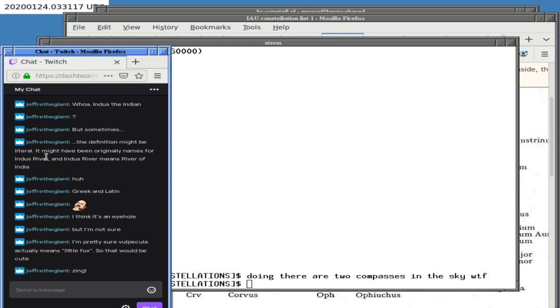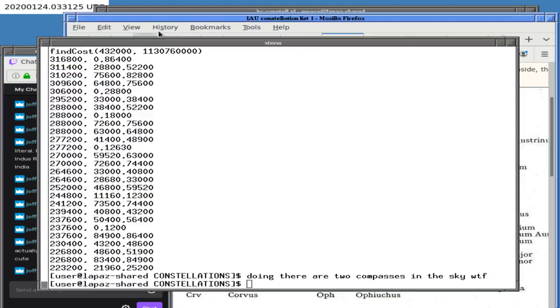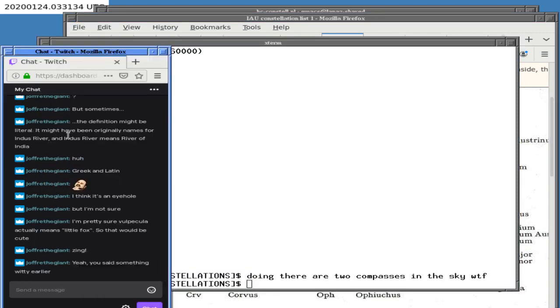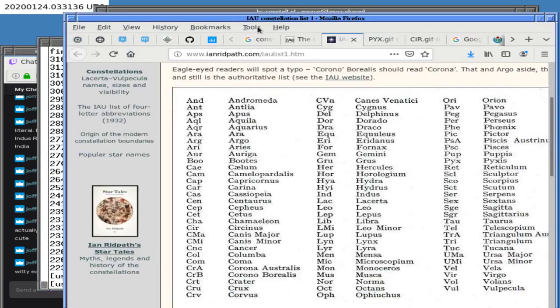Zing? Bazinga? Missing something. I realize you can't type as fast as I can talk, so I realize that it's harder for you to get out a concept really quickly. I said something witty? Oh, wow, well. One in a million shot. Canes Venatici, the hunting dogs.